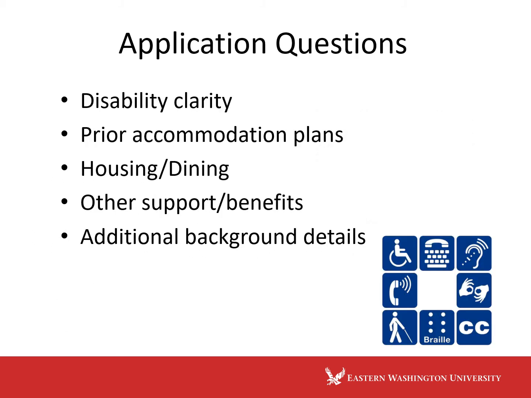The application questions section is where you will be able to provide clarity on the nature of your disability or medical diagnosis. If you've had an individual education program, an IEP, or a high school 504 prior to college, or if you have had accommodations at another university, you can share what they were and how they did or did not work for you. A few other questions relate to potential housing and dining needs, since those will require our office to do outreach to other university departments.